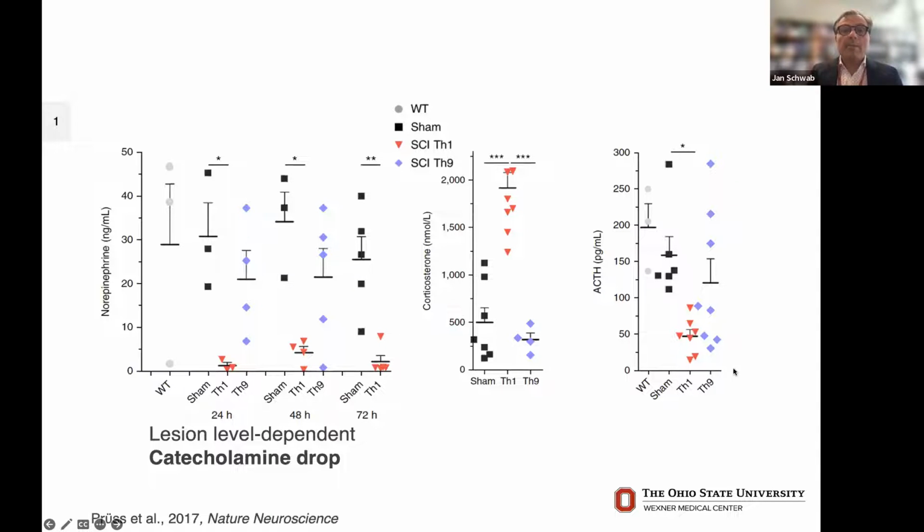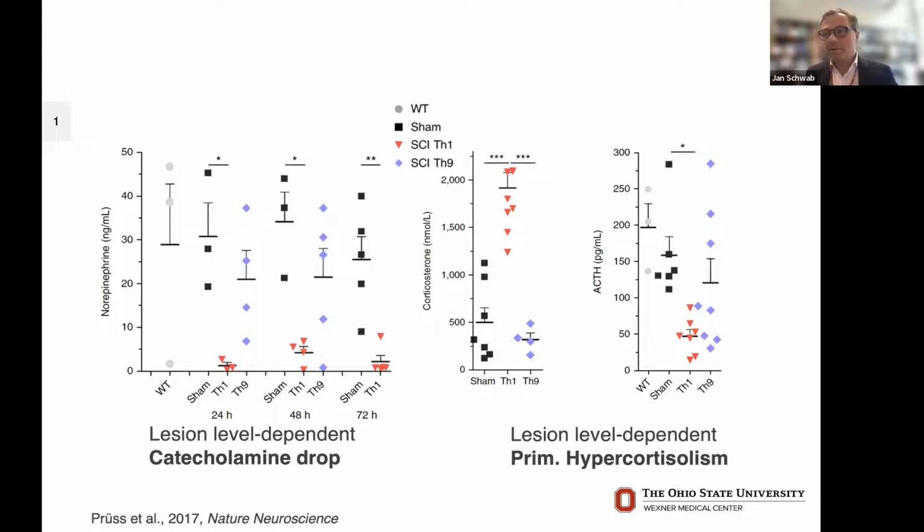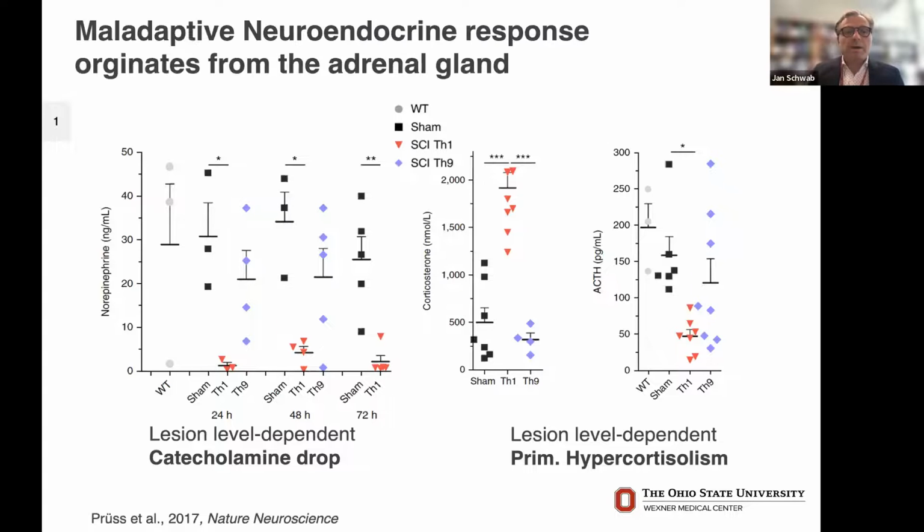What does this now mean? This means that this is not an anterograde activation from the hypothalamus or pituitary gland to the adrenal gland. By contrast, this is actually a hypercortisolism which is produced by the adrenal gland itself, which then results in a compensatory downregulation of ACTH. So this is a primary hypercortisolism, we would say. In a way, the adrenal gland becomes agnostic or is doing stuff basically on its own. So this maladaptive neuroendocrine response originates from the adrenal gland, again escaping the control from the central nervous system.